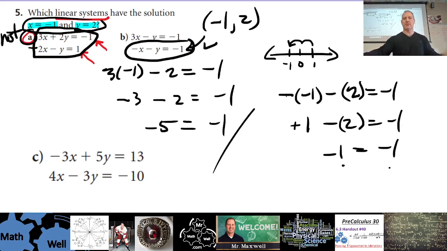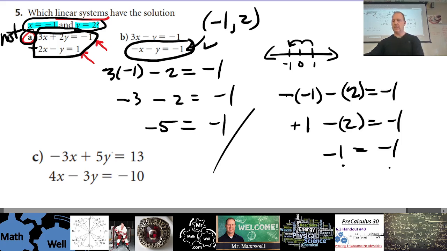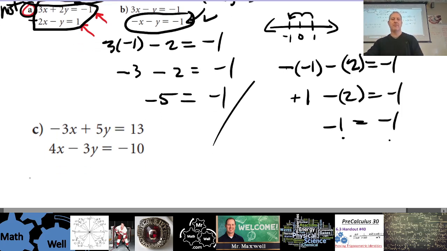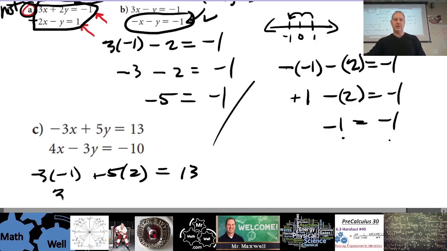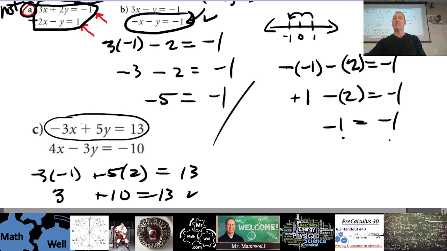Okay, I'll do C, this is the last one. Let's check C. So if we do -3 times -1 plus 5 times +2, does that equal 13? Well, this is +3 plus 10. Hey, that equals 13, so guess what? The x and y values are on this line. Let's check this one. 4 times -1 minus 3 times 2 equals -10.